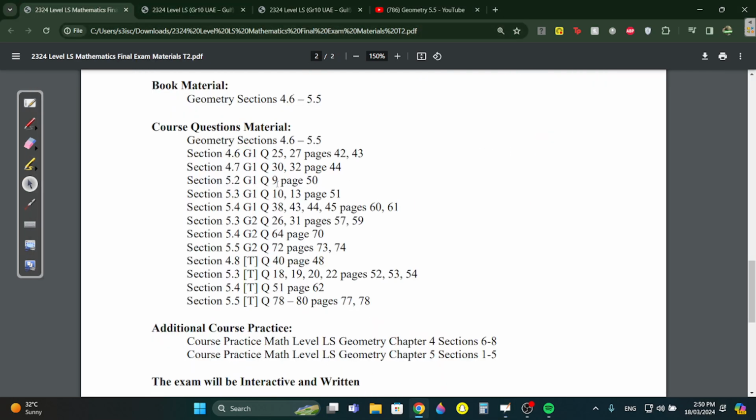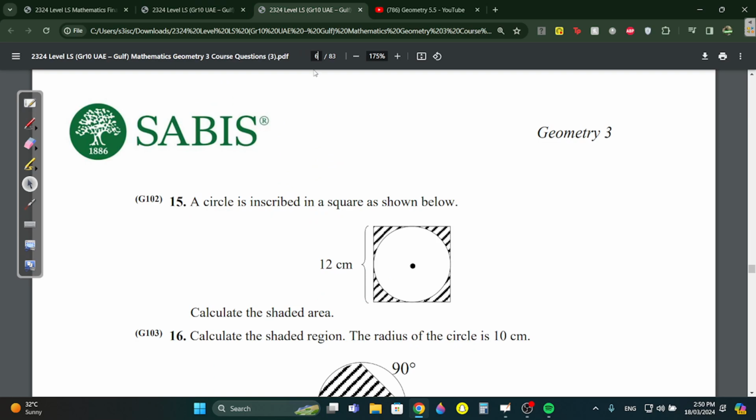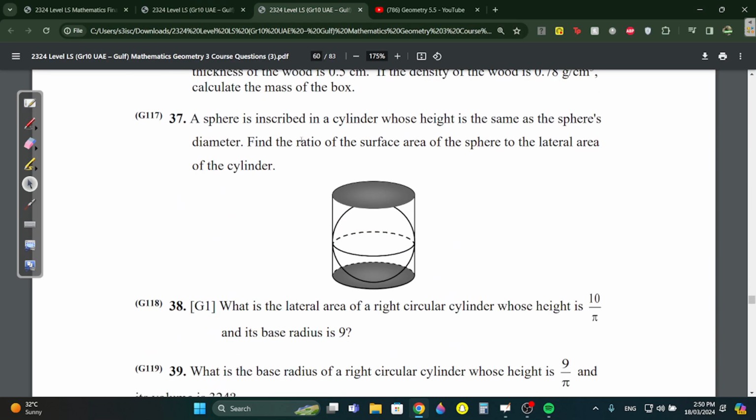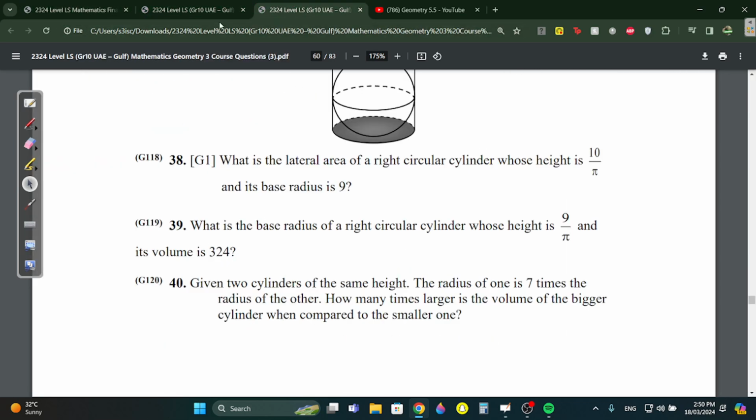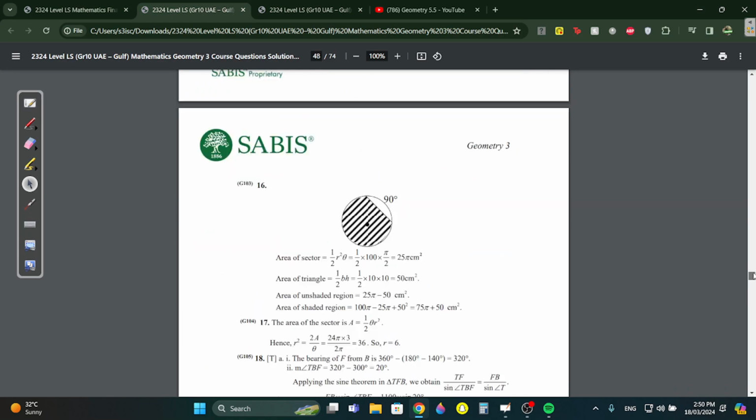What's next? Question 13, page 60. Okay, page 60. Question 38. Okay, go down to question 38.